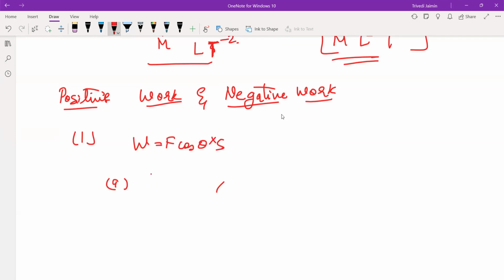Theta 0, it will become 1. Cos 0 is 1 only. Theta equals 0, so cos theta is 1. So work done equals force into displacement. They both are in the same direction. Force and displacement are in the same direction. That means positive work done.